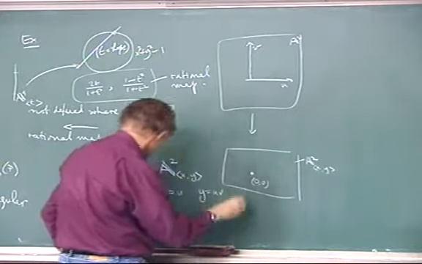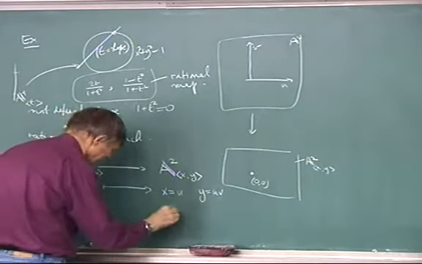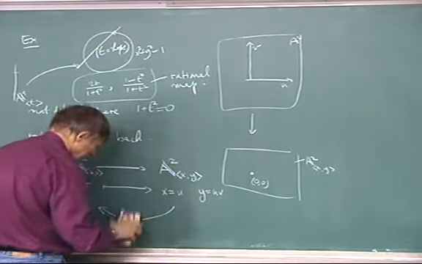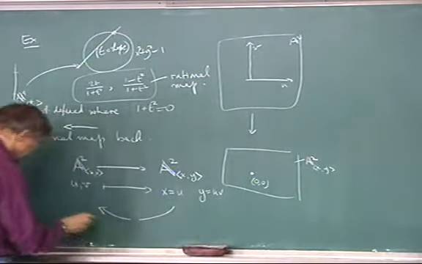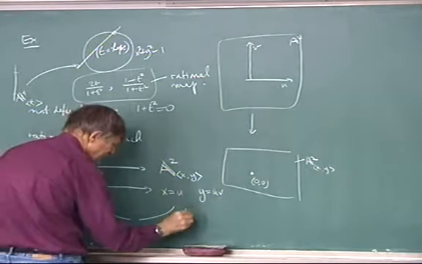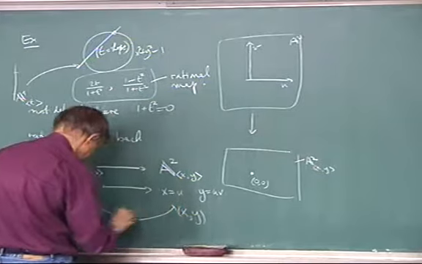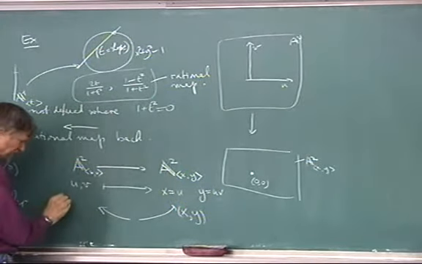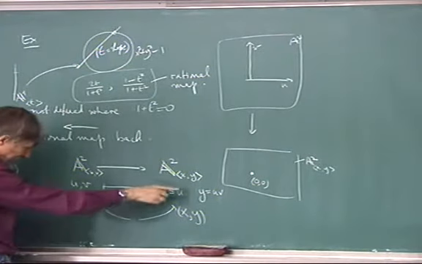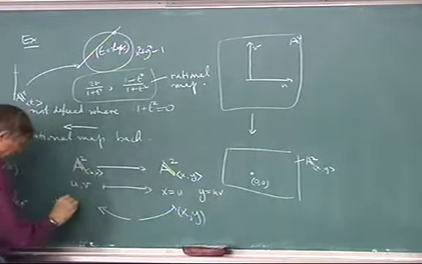So this map has an inverse, right? And the inverse is only a rational map. The inverse is mapping xy to u, and maps to x, and I want to get v from these two, so I've got to write y over x.